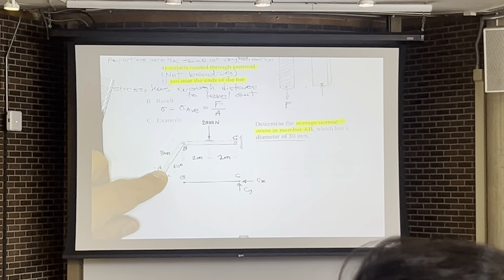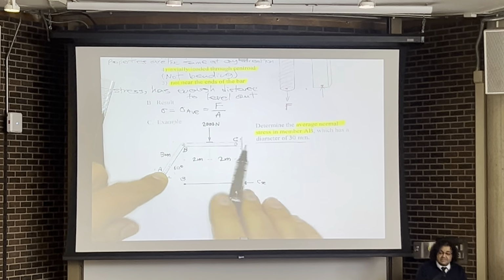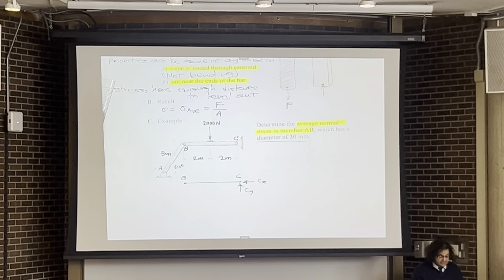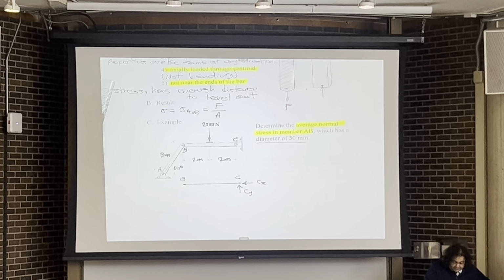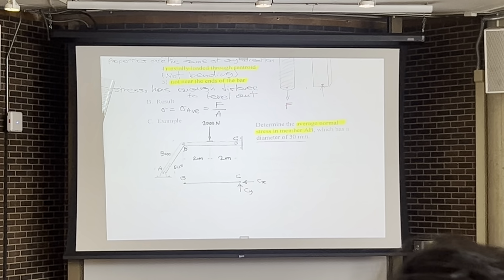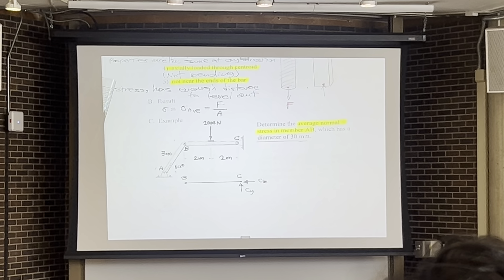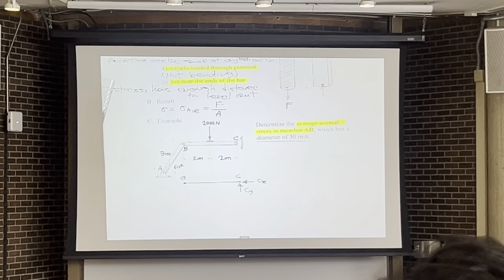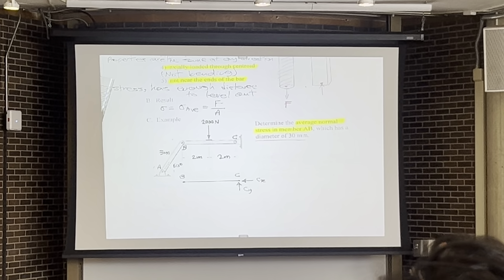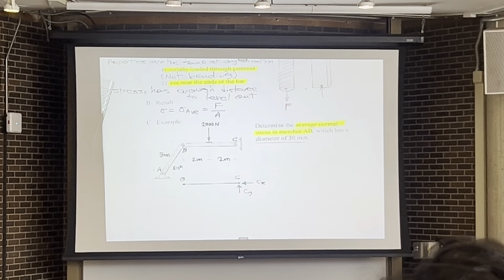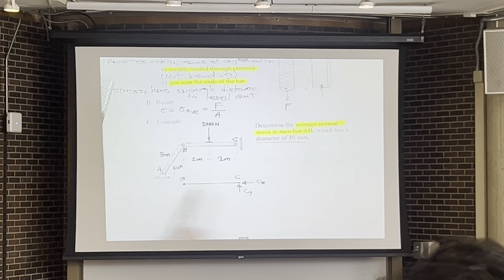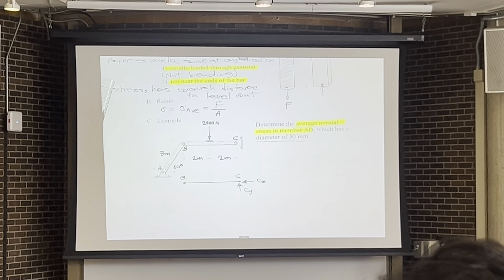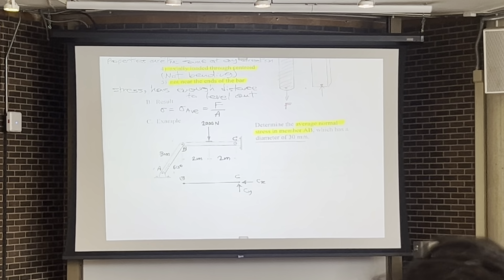Why is AB a two-force member? Why is BC not a two-force member? What is the difference between AB and BC, that I call AB a two-force member, but not BC? Yes, there are only forces at endpoints. Exactly. BC is subjected to a force in the middle as well, so it's not a two-force member. But AB is a two-force member. There are not any forces applied transversely along the length of member AB. So it's definitely a two-force member.